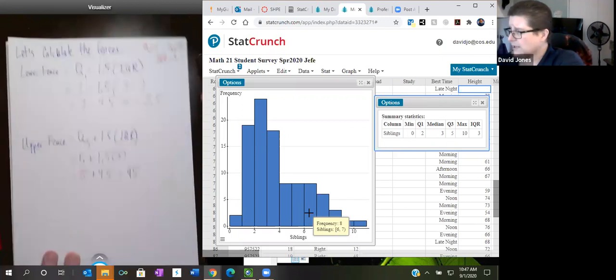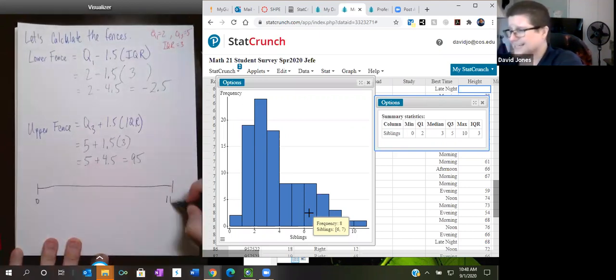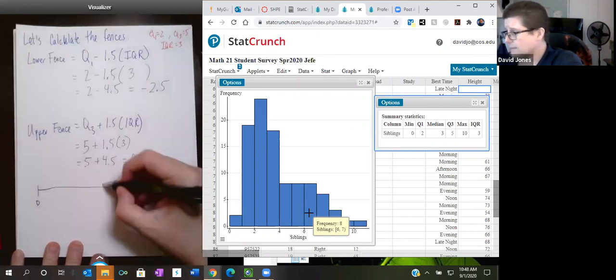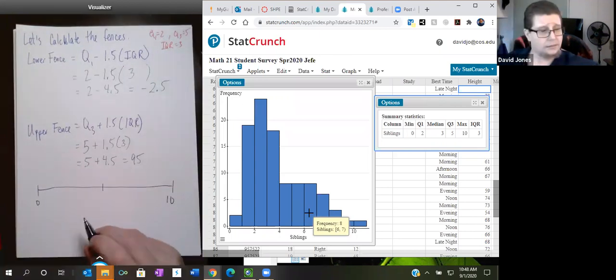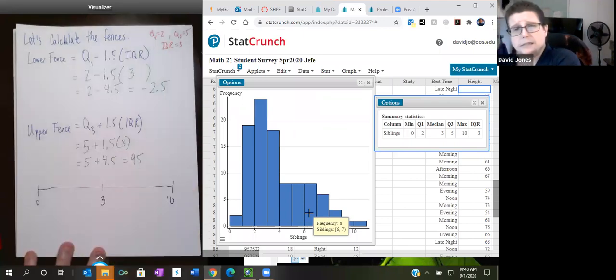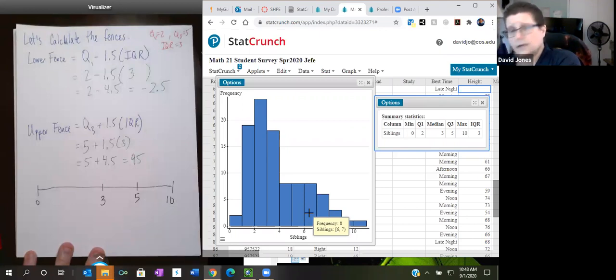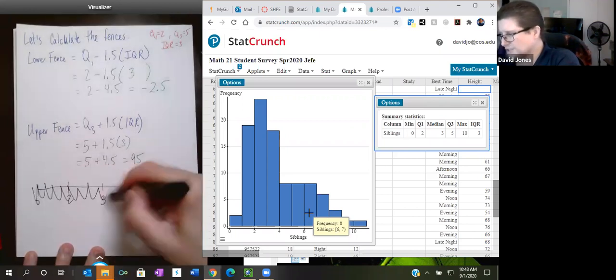I'm going to just show you the stuff with the siblings. The minimum value was 0. The maximum value was 10. The median, I got it on the screen, was 3. Q3 was 5. Q1 was 2. Maybe this isn't a good way to show it. Maybe I should put it in proper scale. Let's do this in proper scale.